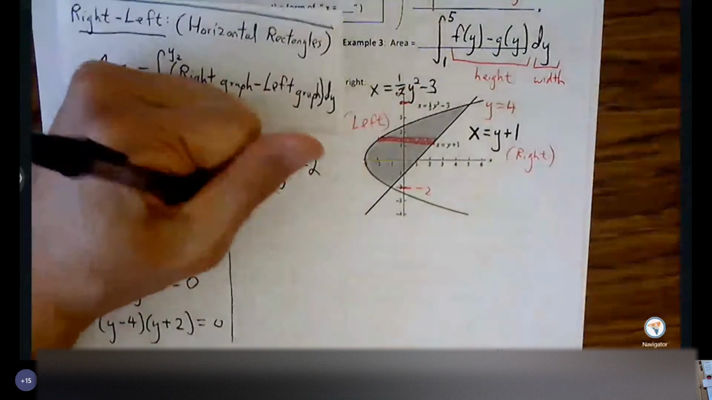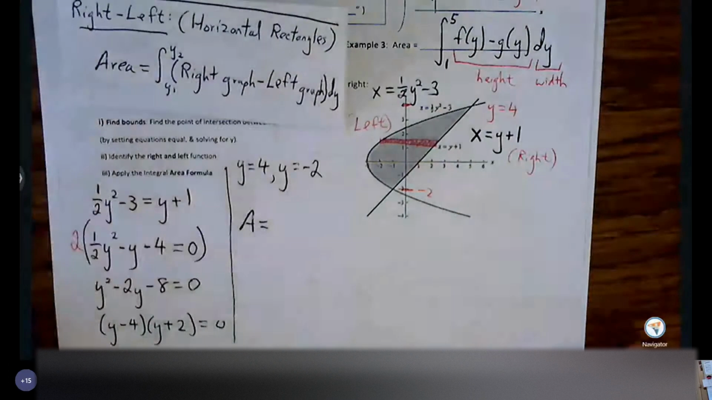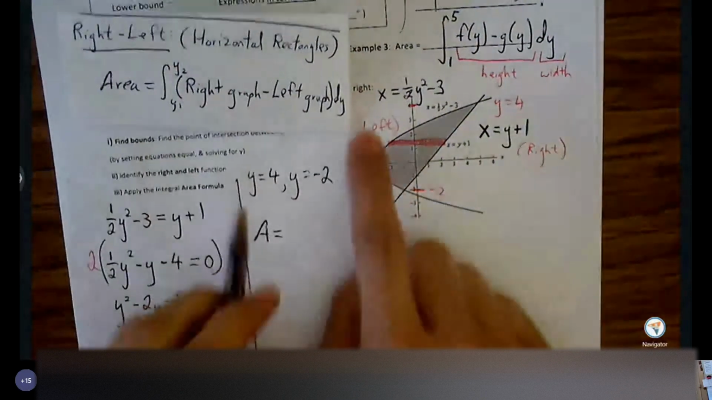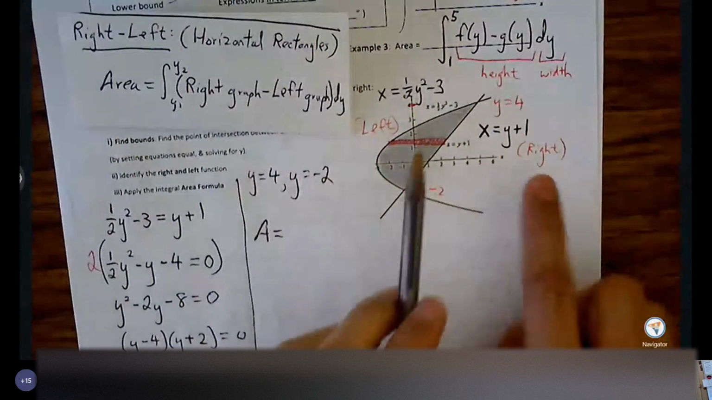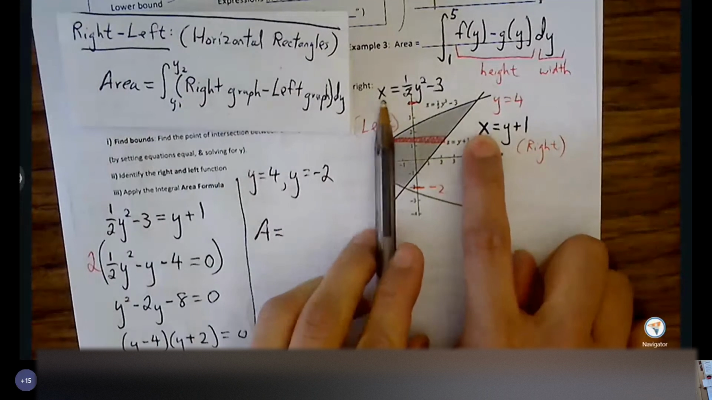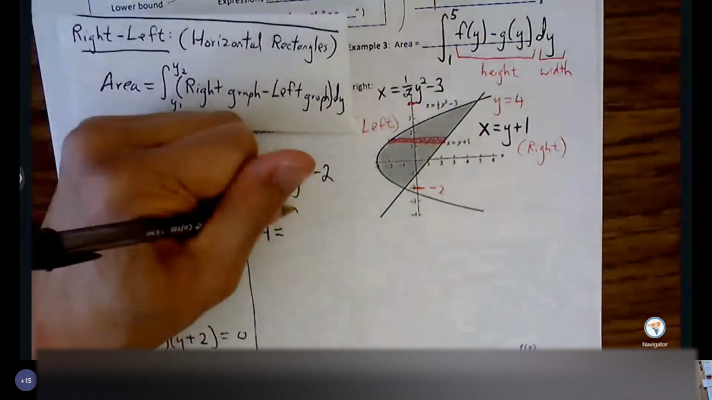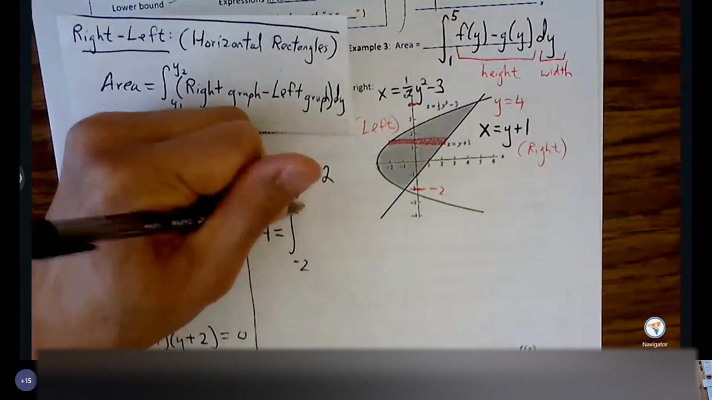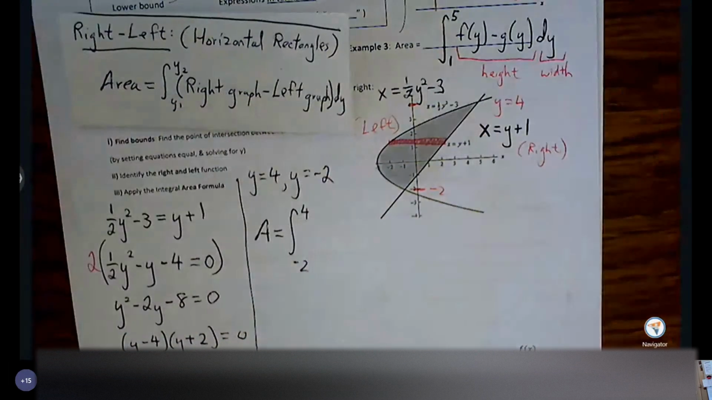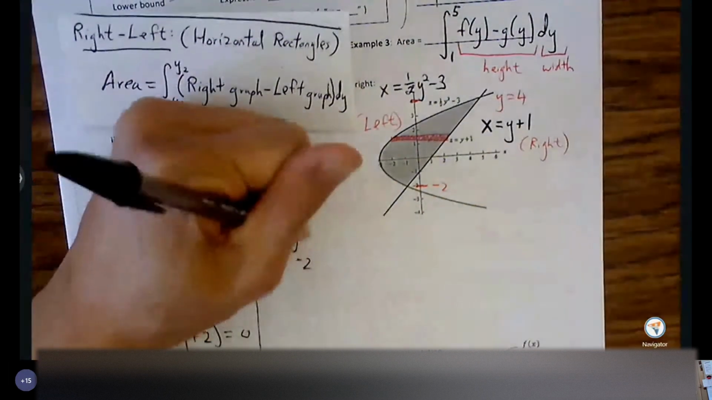Our area, we have a right minus left orientation now. Everything that we're seeing is going to be in terms of y. Our equations are correctly set up as x equals on the left side. So definite integral from -2 to 4. The graph on the right is the y plus 1.